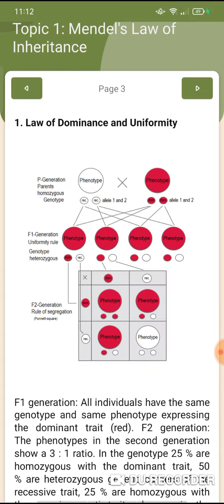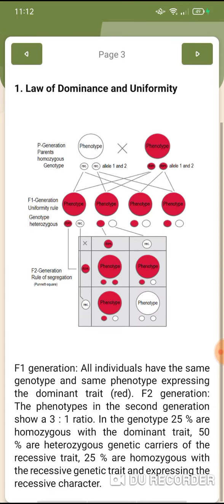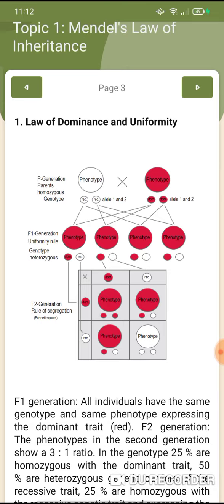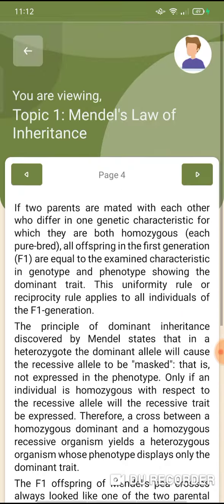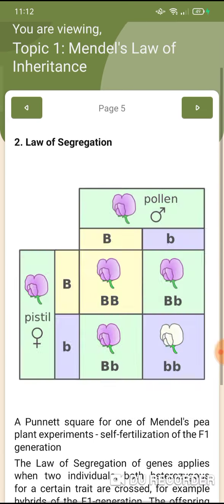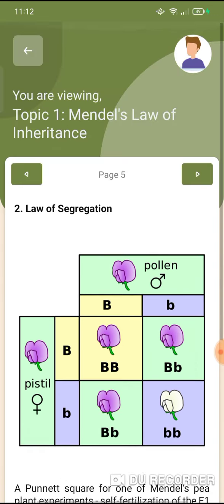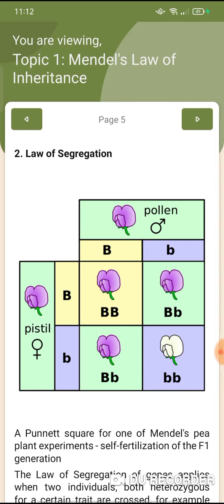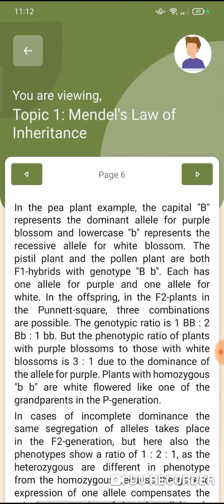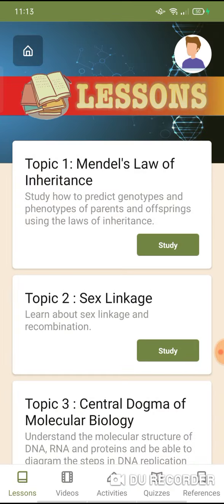We also have graphics, diagrams, and pictures which are related to the lesson. We have page number 4, page number 5, and here we have examples. As I have said, we have illustrations to make the lesson clear and to engage the learners in a particular lesson. If you're going back to the interface of the lessons, we have here the back key.